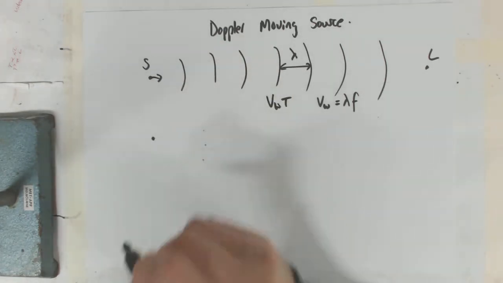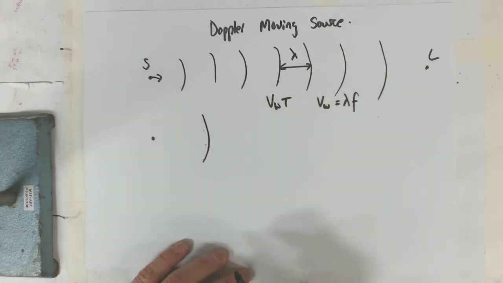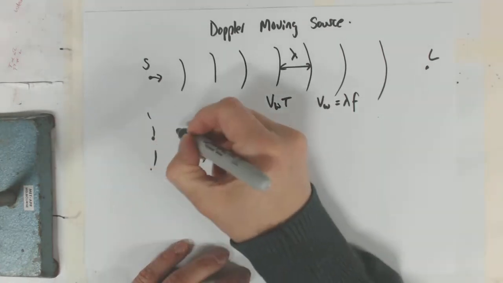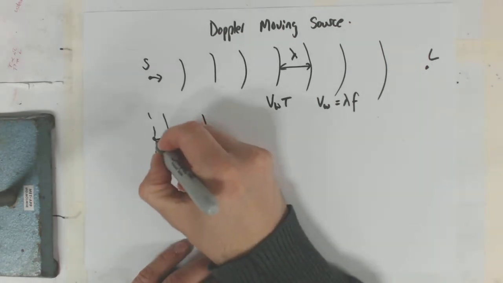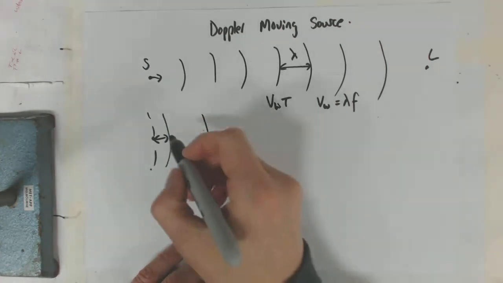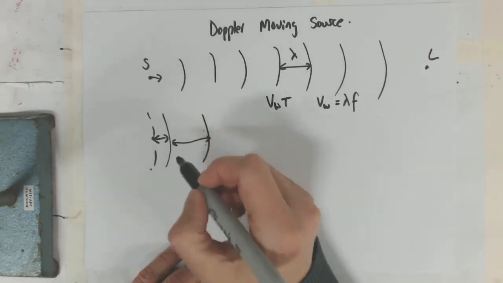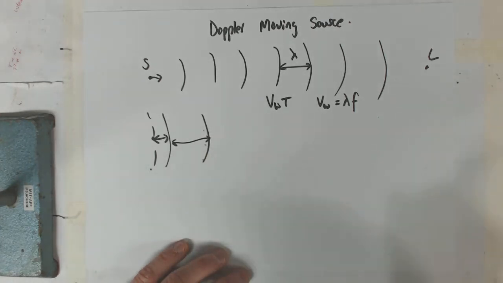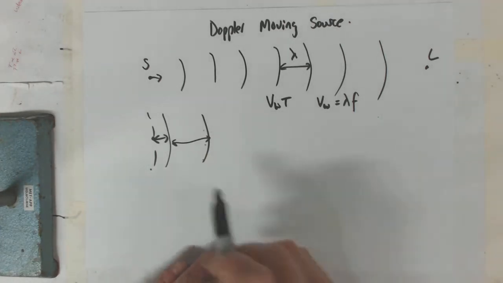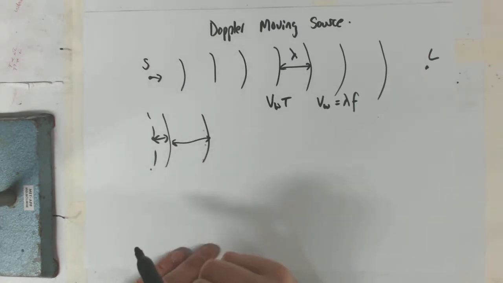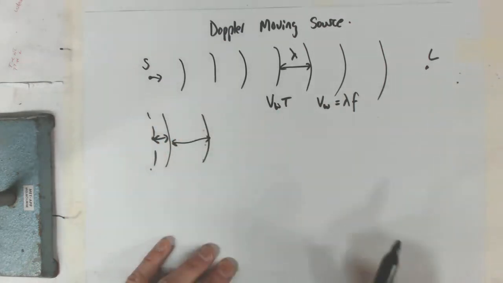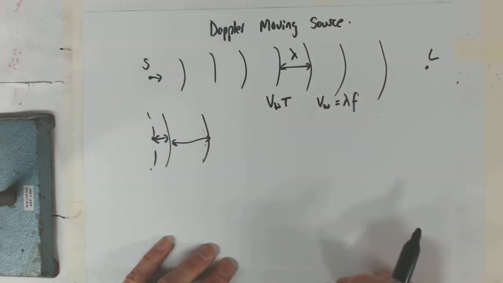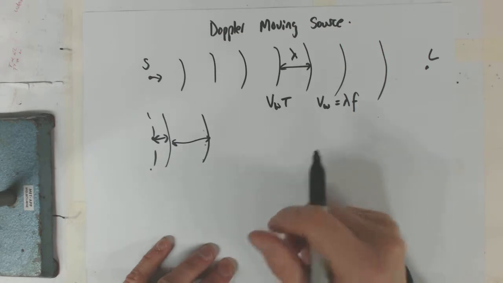So the source puts out a wave, and one period later the wave has got to here. But during that one period, the source has moved a little distance. So we've got a new wavelength. It's not just a perceived wavelength, it really is a new wavelength, because the source has moved before it put out the new wave. In the case where the source is going towards the listener, we're going to get a higher frequency. So let's work out what that's going to mean.